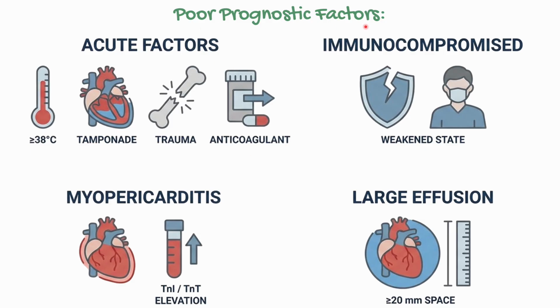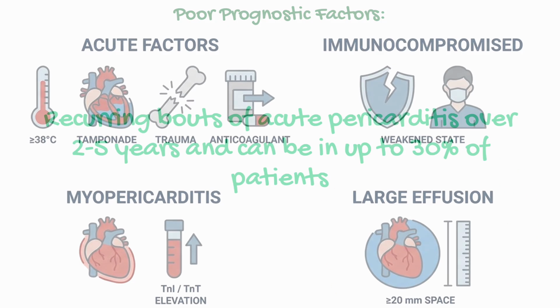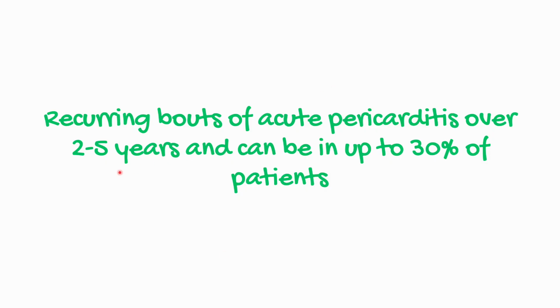What are some poor prognostic factors? Acute factors would be a temperature greater than or equal to 38 degrees Celsius, which means you're having a strong inflammatory response. Tamponade, trauma, if the patient is on anticoagulants, or if the patient is immunocompromised. If they have an increased troponin, you're looking at myopericarditis, where the muscle below the pericardium is also affected. And a large effusion, greater than 20 millimeters. Recurring bouts of acute pericarditis over 2 to 5 years can occur in up to 30% of patients.